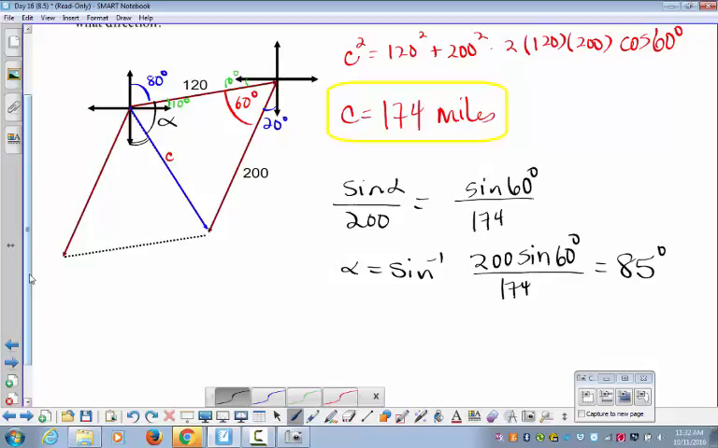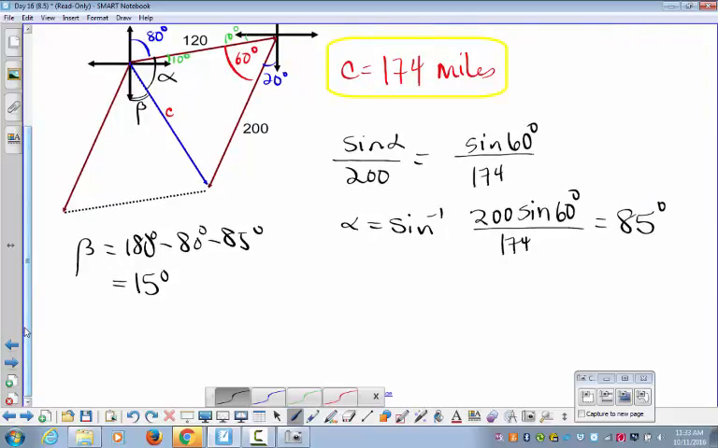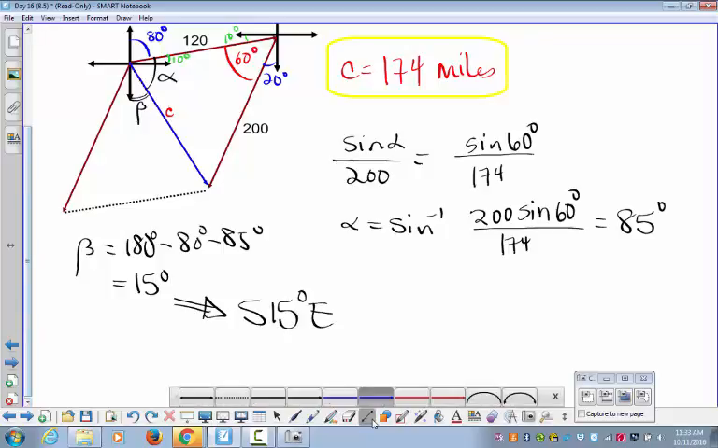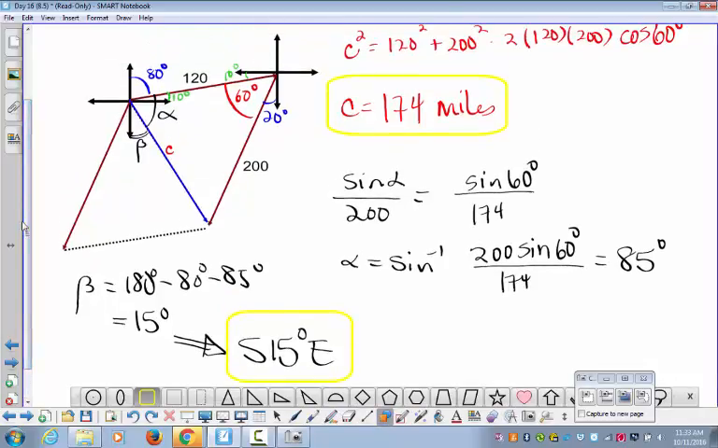Okay. So now the other angle over here, let's just call this beta right there, the double arc. So beta is going to be 180 minus 80 minus 85. So that's going to be 15 degrees. So that implies that the direction is southeast. So south, 15 degrees east. South, 15 degrees to the east. Any questions on that one?